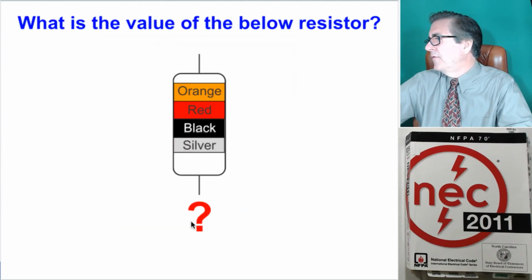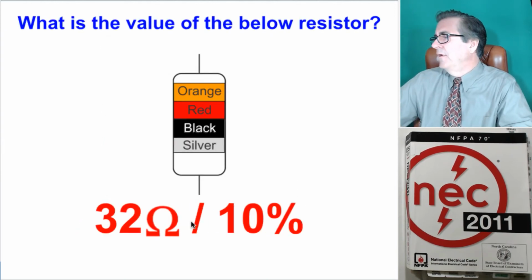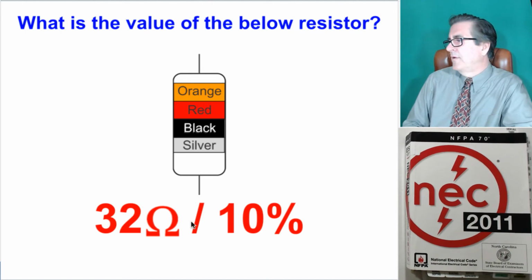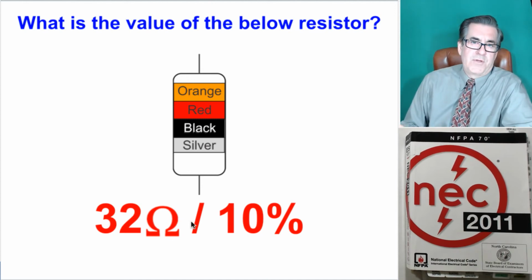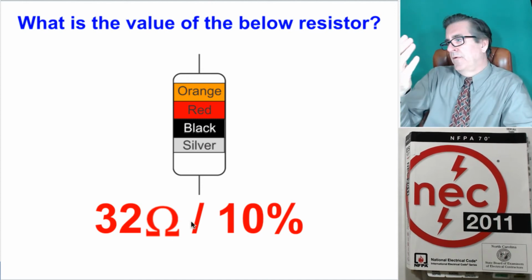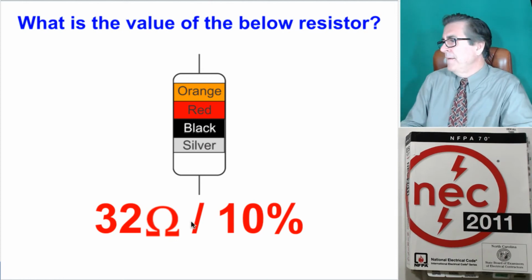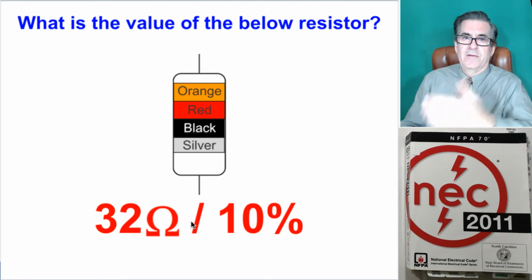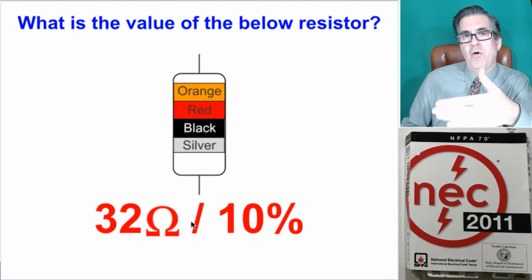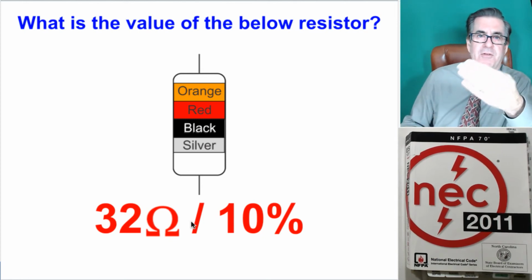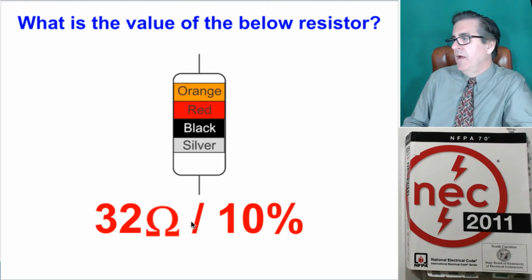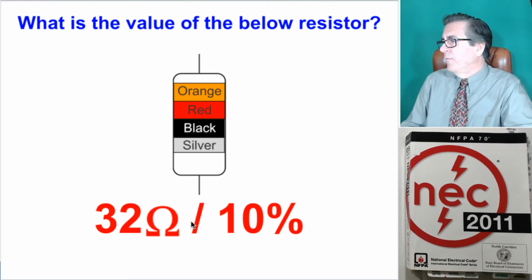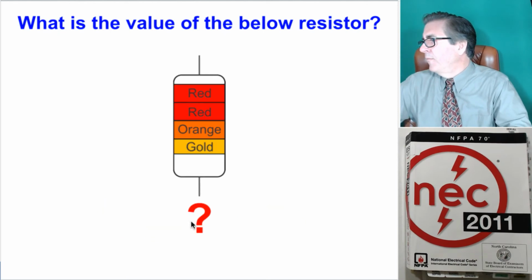So let's go look for the answer. The answer is 32 ohms with a 10% tolerance: 10% above 32 ohms, 10% below. Tolerance means variability. It means nominal value. It may not be exactly 32 ohms. It might vary by 10% plus or 10% minus, but it's going to be darn close to 32 ohms. I think we got maybe one more on here.